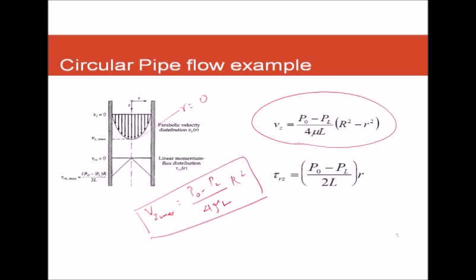And substituting capital R, we can see that velocity becoming 0. This is r equal to R, which satisfies the no slip condition. And you can also observe that the stress is 0 at the center because of zero velocity gradient, and the stress becomes maximum at the wall.